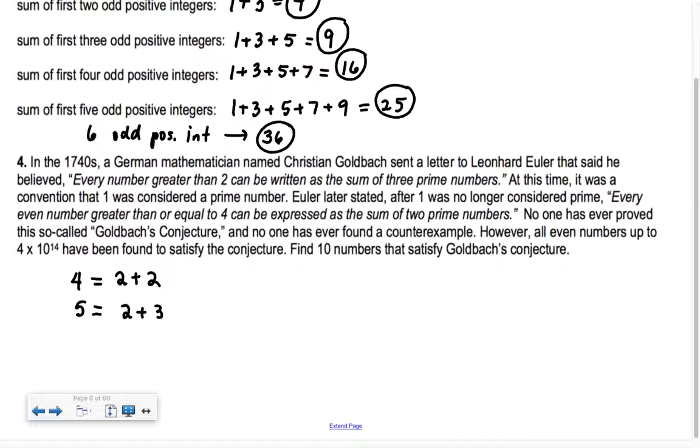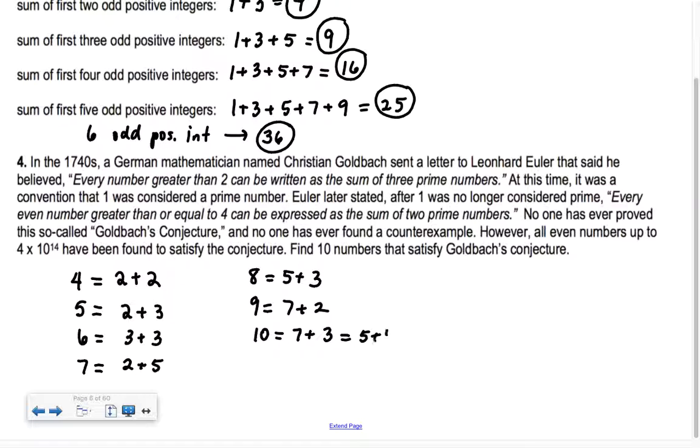So how about 5? 2 and 3. How about 6? 3 and 3. 7. Can't do 4 and 3. 4 is not prime. How about 2 and 5? 8. 5 and 3. 9. 10. 7 and 3. And you could do 5 and 5. Some of you said other things. Right, so 5 and 5.